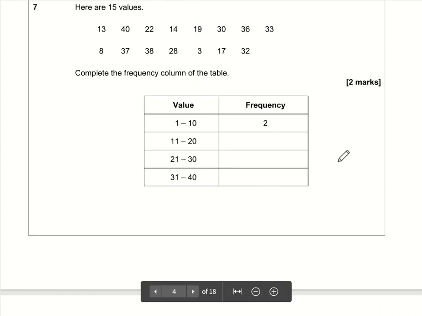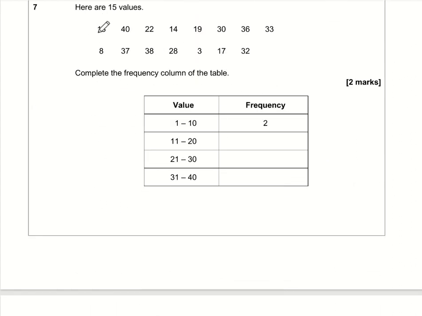Okay, so here are 15 values. We need to complete the frequency column. So 13, that is between 11 and 20. So I'll just do some tally marks. 40 is going to go here. 22 is going to go here. 14 here. 19, 11 to 20. 30, 21 to 30. 36, 31 to 40. 33, 31 to 40. 8, between 1 and 10.